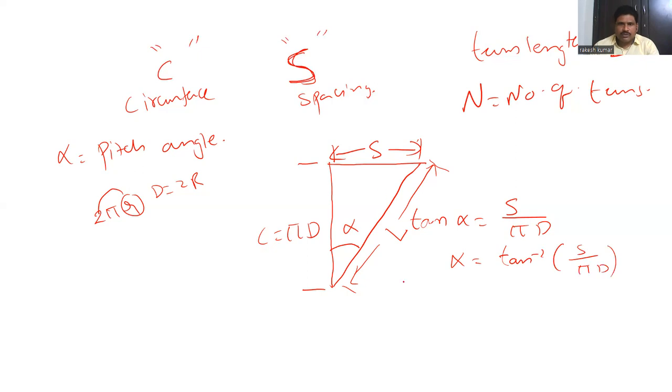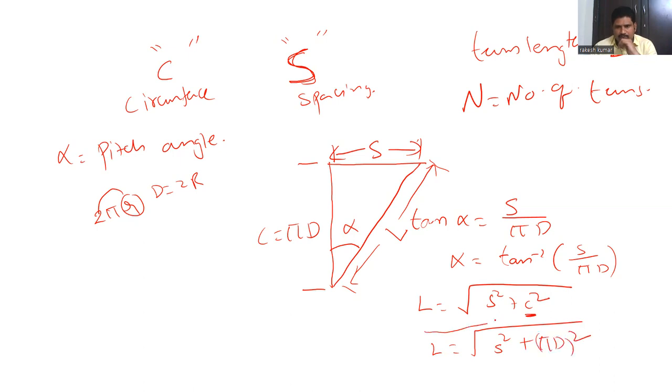Okay, so from this triangle, what is the formula for the hypotenuse? Hypotenuse is equal to root of S square plus C square. So that is nothing but L is equal to root of S square plus C square, and what is the value of C? It is pi d, so root of S square plus pi d whole square. Very important thing.